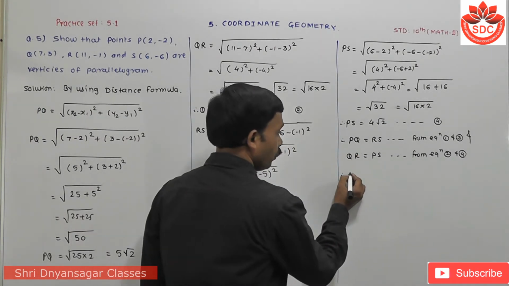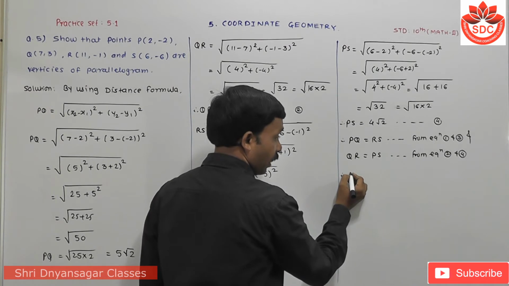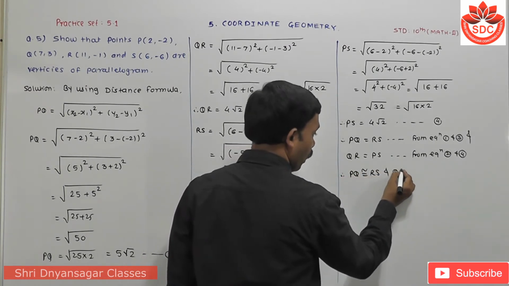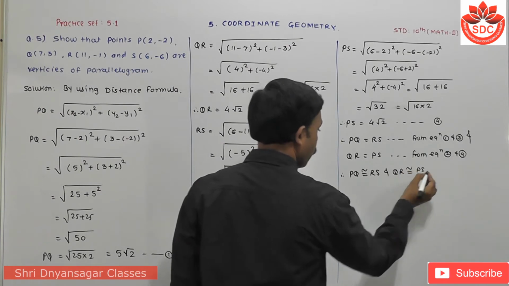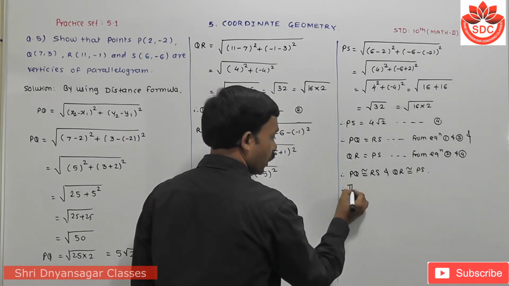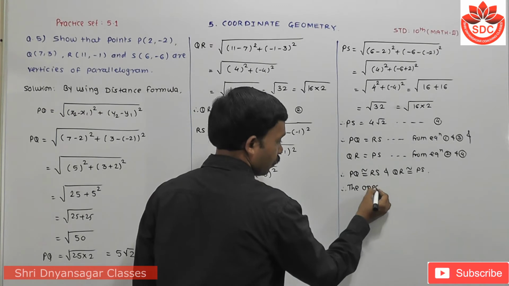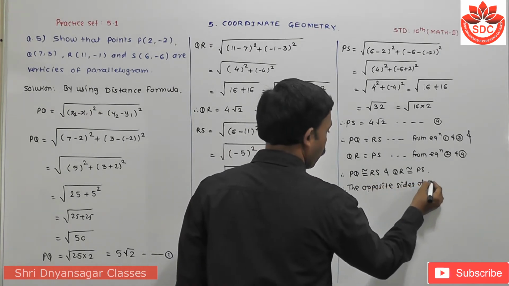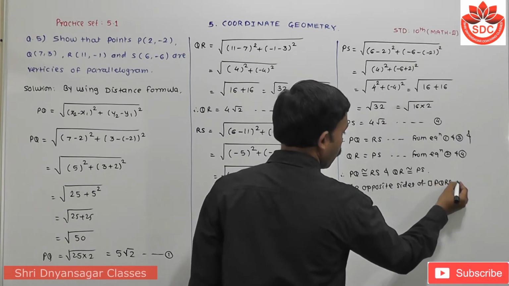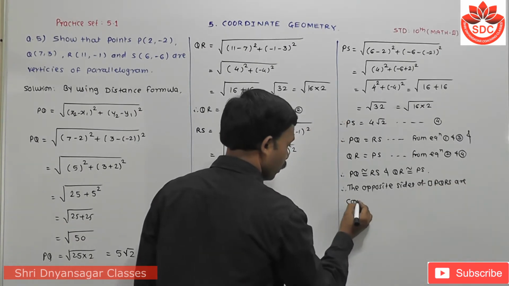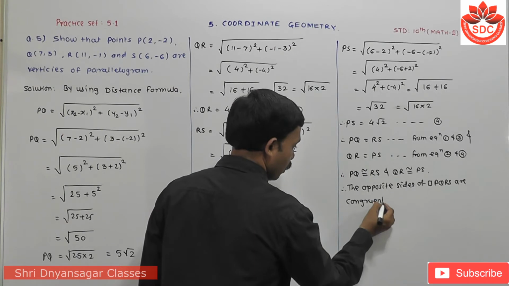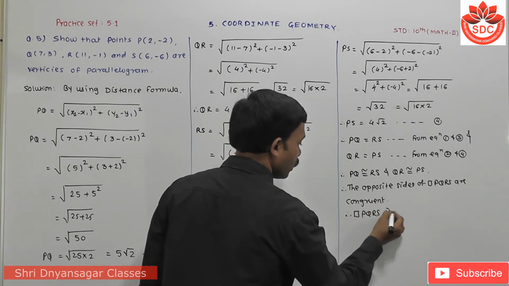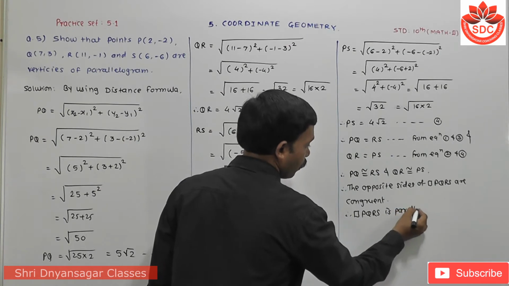Therefore, they are equal means they are congruent also. PQ is congruent with RS and QR is also congruent with PS. Therefore, the opposite sides of quadrilateral PQRS are congruent. Therefore, quadrilateral PQRS is a parallelogram.